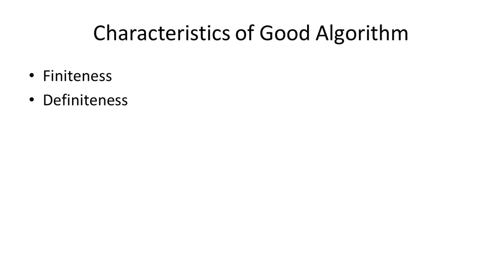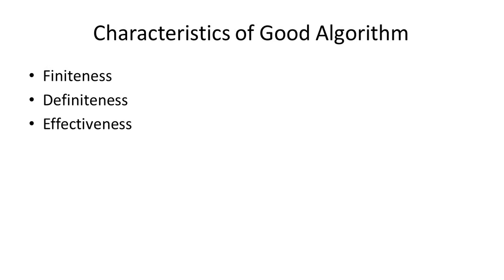Second is definiteness. Definiteness says we should follow a proper sequence for getting the solution of a problem. It is just like when you want to make a dish. For making a dish you have to follow a recipe. The step-by-step method written in the recipe which we should follow to make a dish is called definiteness. It means we have to follow a sequence.